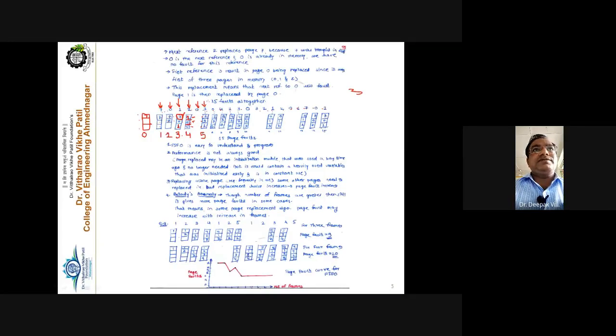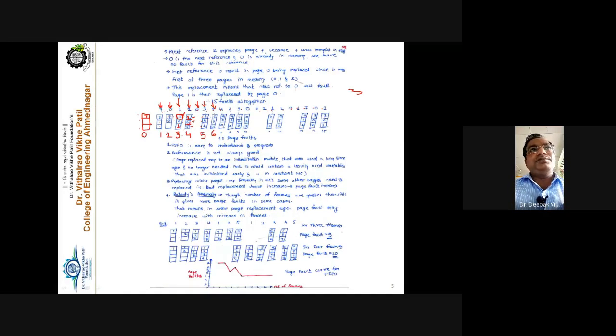Now the next reference is made to page number 0. But 0 is not present in this particular frame. So page fault number 6 occurs. And to recover from the page fault, you have to free at least one frame. So which frame is to be freed?